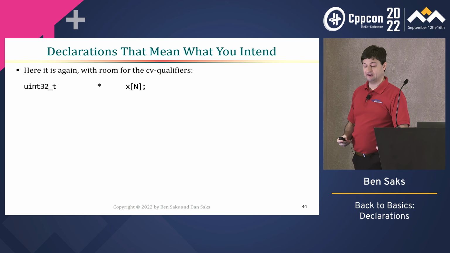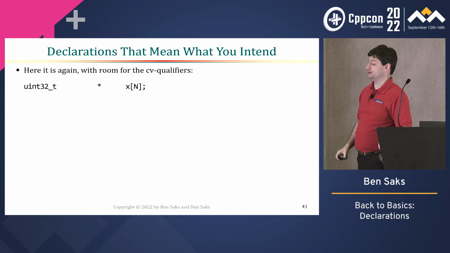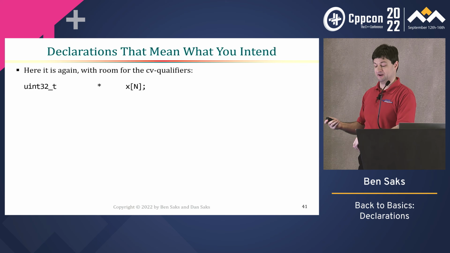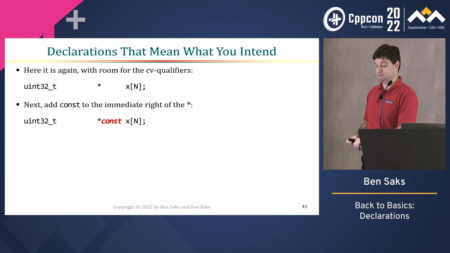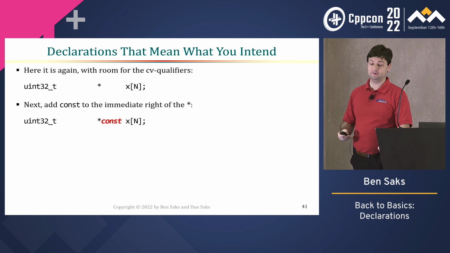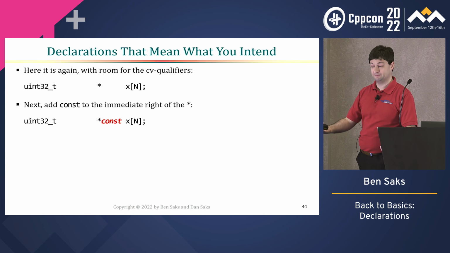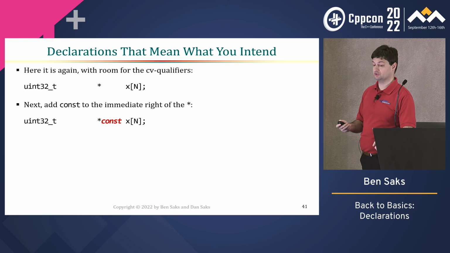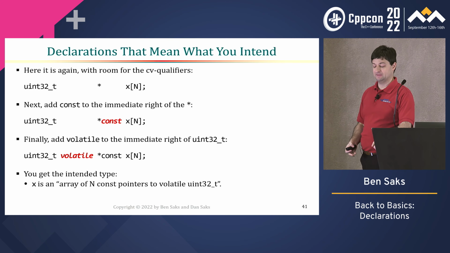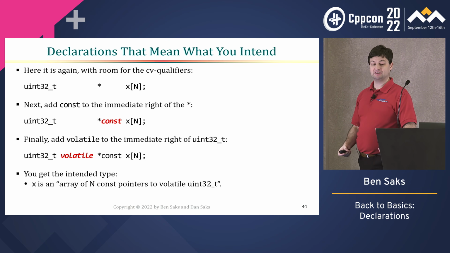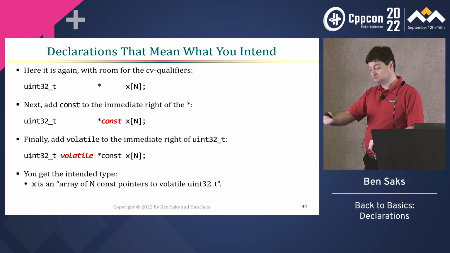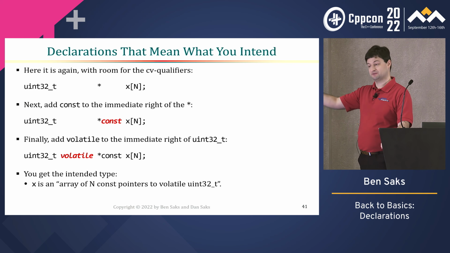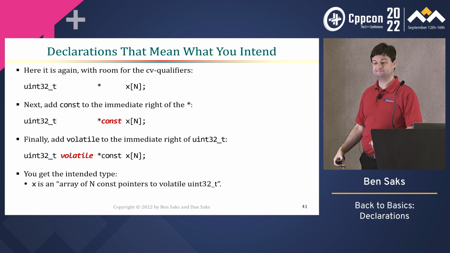And then we can go ahead and add in, and then here, same declaration, I've just added space for the CV qualifiers that I'm about to add in. We want the pointers, since it's an array, to be constant. So we add the const to the immediate right of the star there. And then the things that they point to are meant to be volatile. So: uint32_t volatile * const x[n].